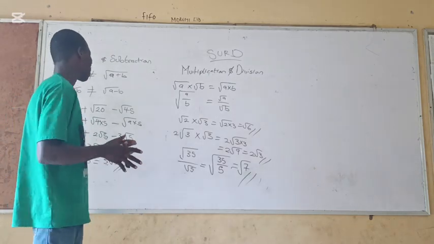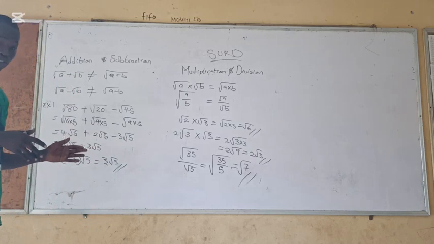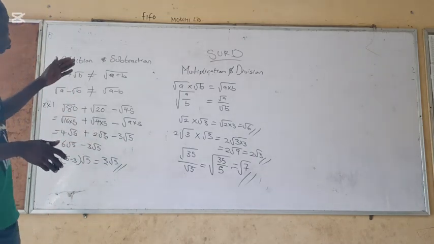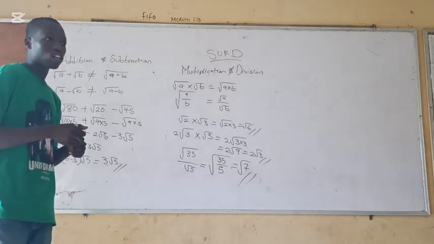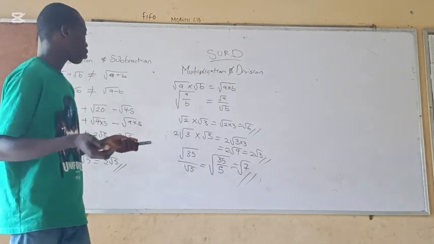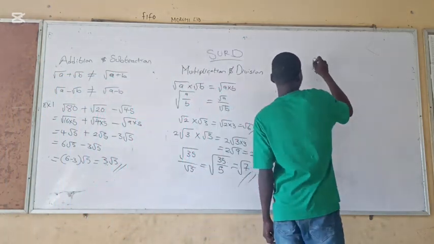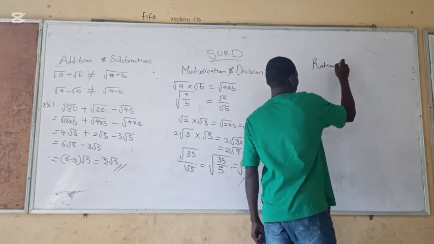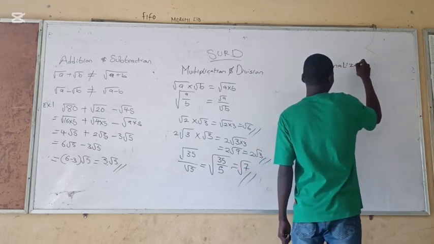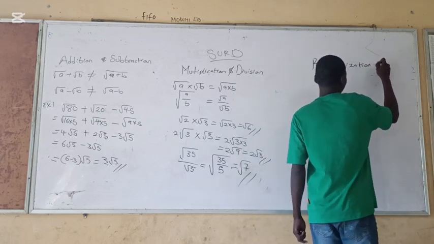Now I hope you have understood these basic rules of surds under addition, subtraction, multiplication, and division. Now we are going to talk about rationalization of surds.